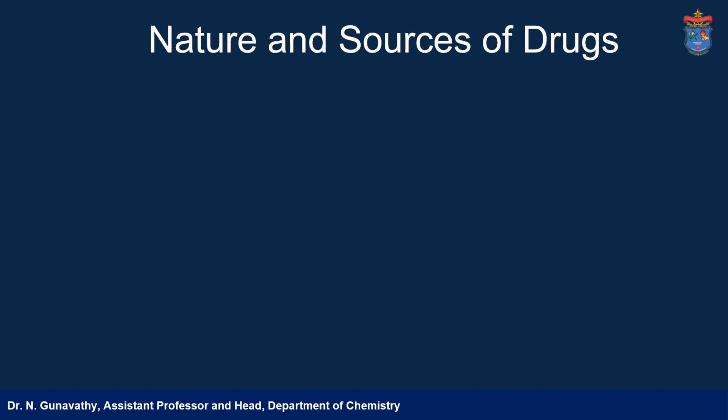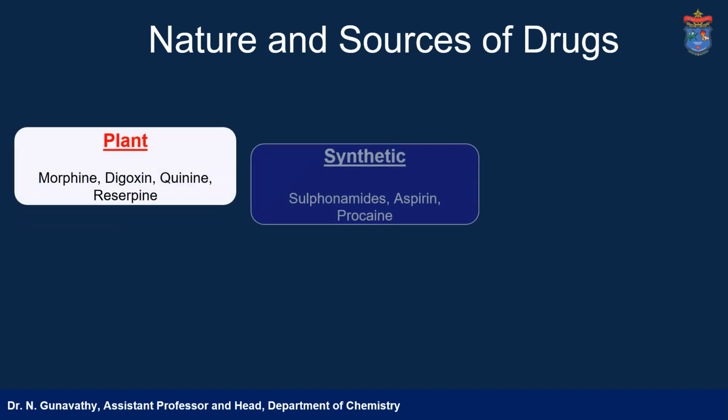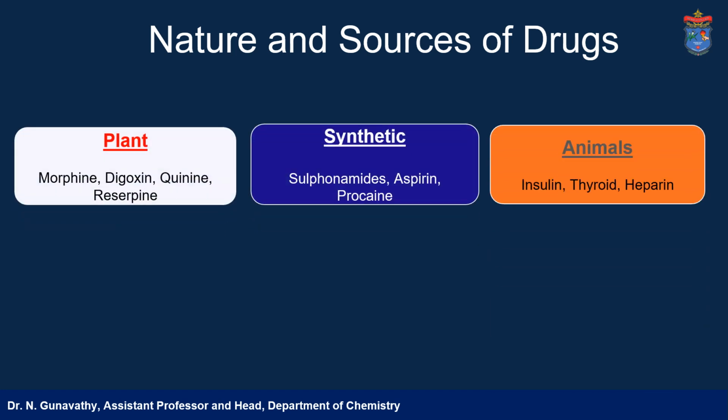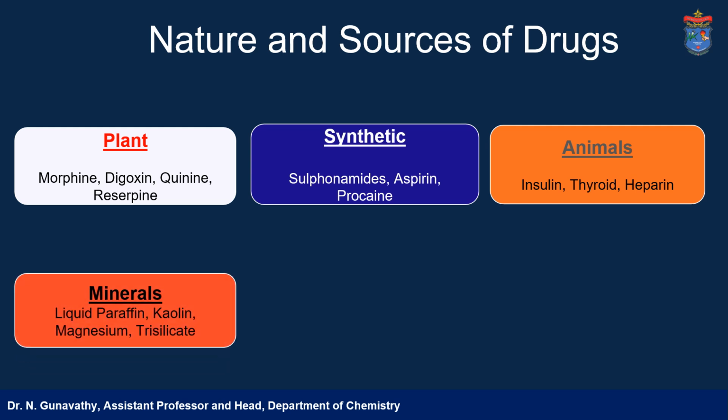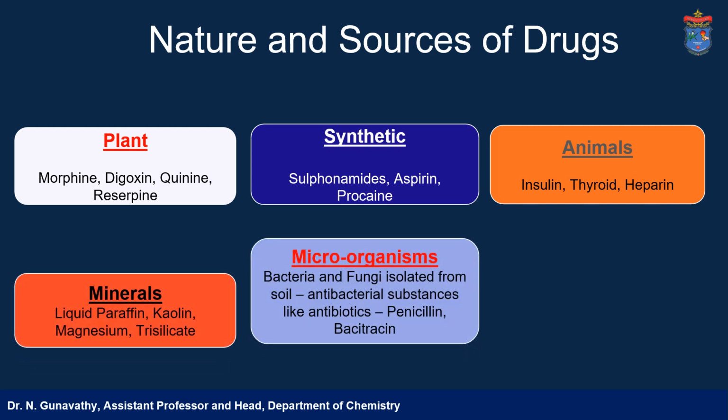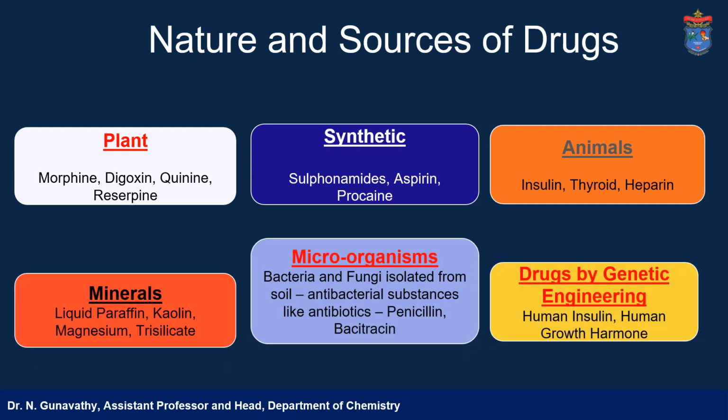Nature and sources of drugs are classified as natural or synthetic, and drugs are derived from plants, animals, minerals, microorganisms, or they can be created by genetic engineering.